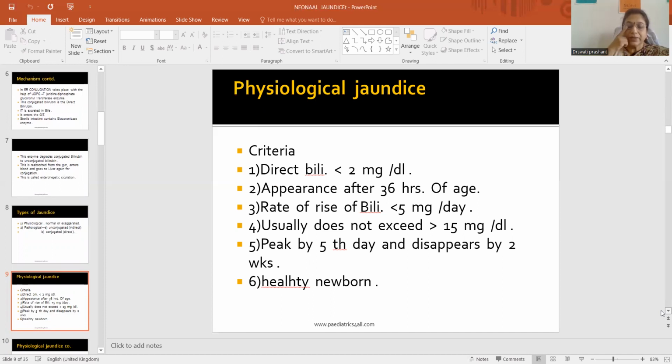Physiological jaundice criteria: to say that it is a physiological jaundice, the direct bilirubin should be less than 2 milligram per deciliter. Appearance of the jaundice is after 36 hours of age. Rate of rise of bilirubin is less than 5 milligram per day, and it should not exceed 15 milligram per deciliter at any time. Peak by the 5th day and disappearance by 2 weeks. And the baby should be a healthy newborn. These are the criteria to say that this jaundice is a physiological jaundice.